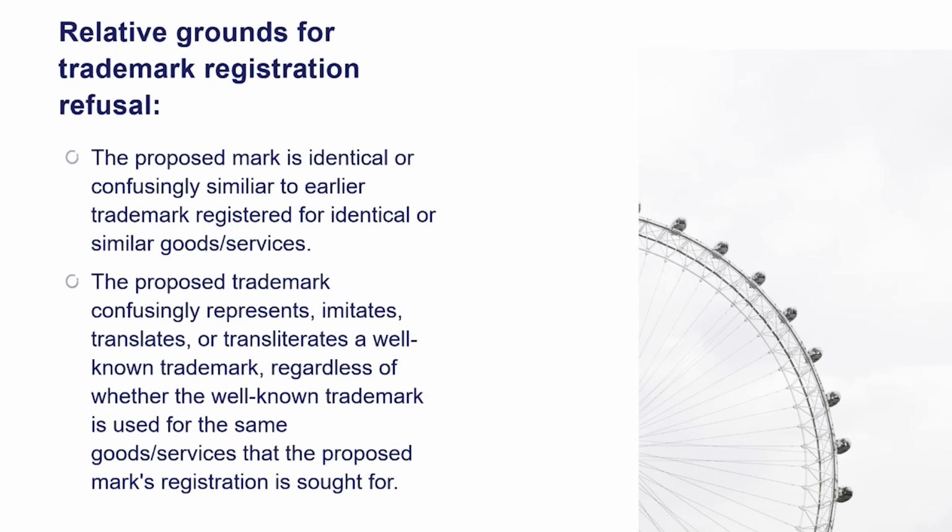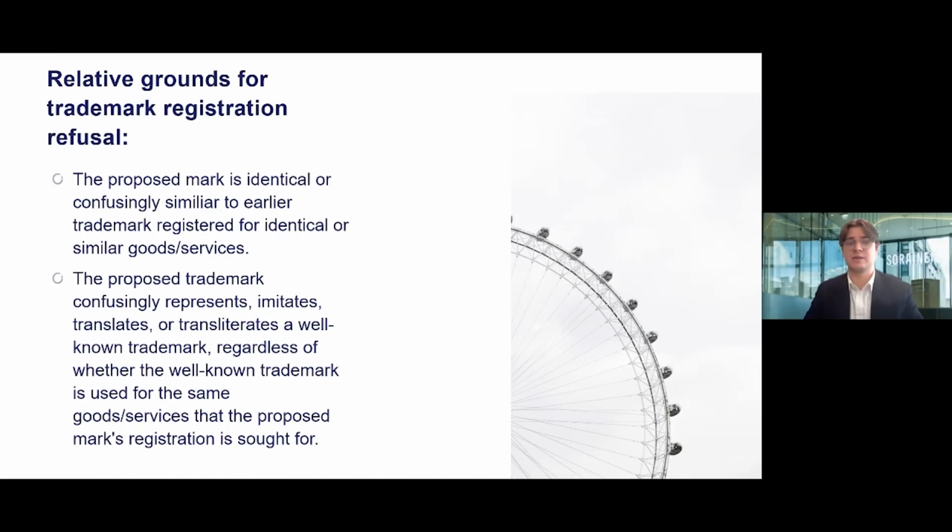Firstly, it is prohibited to register a trademark which is identical or confusingly similar to an earlier trademark that is registered for identical or similar goods and services. And it is also prohibited to register a trademark which is confusingly similar to a well-known trademark, regardless of whether this well-known trademark is used for the same goods or services or not. The protection for well-known trademarks is wider because they have acquired a certain reputation in the eyes of consumers. And thus, consumers automatically link these marks with these well-known trademarks.